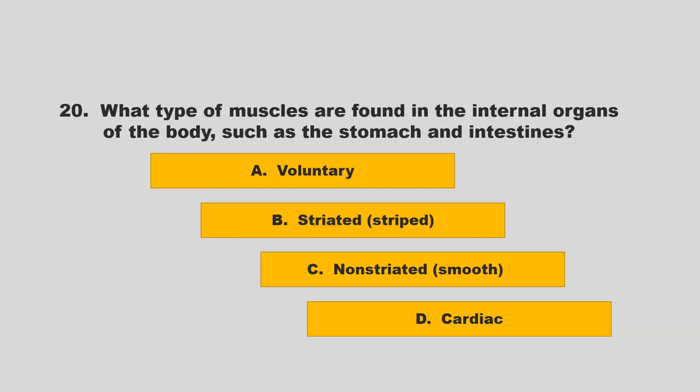What type of muscles are found in the internal organs of the body, such as the stomach and intestines? Voluntary, striated, non-striated, cardiac. If you chose C, non-striated, you are correct.